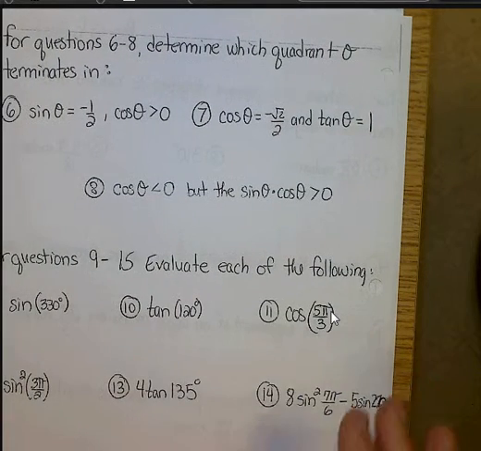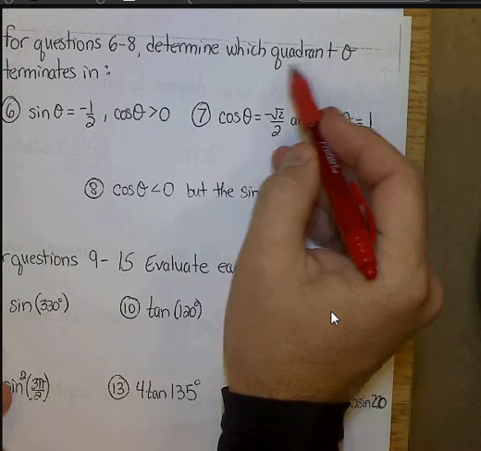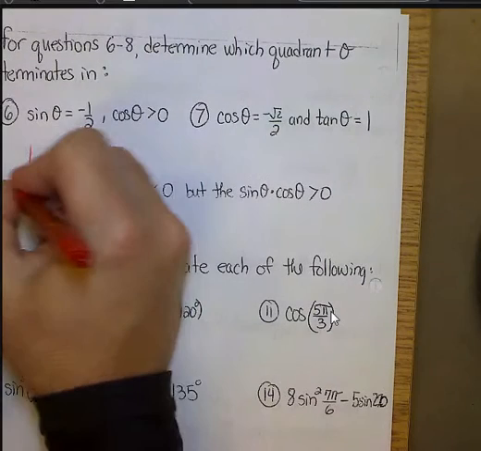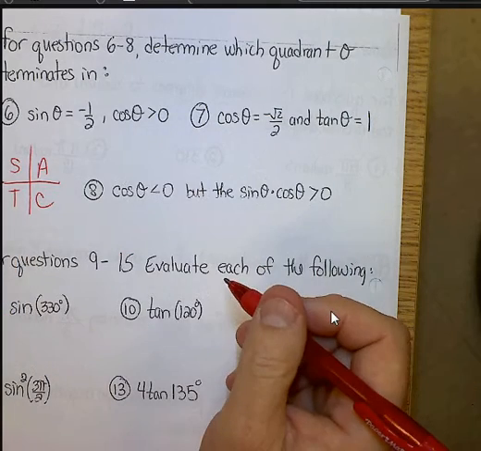This is location. In which quadrant does theta terminate? So you just have to remember ASTC and just kind of see which situation is satisfied twice.